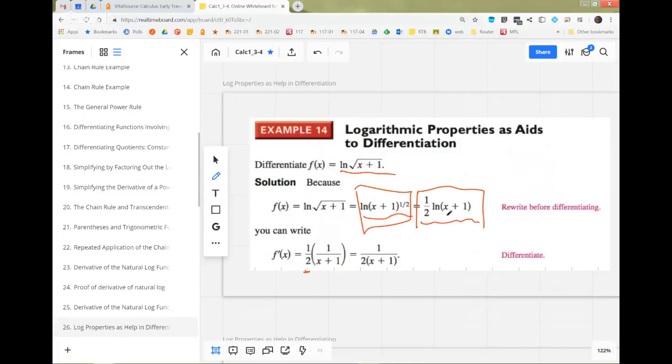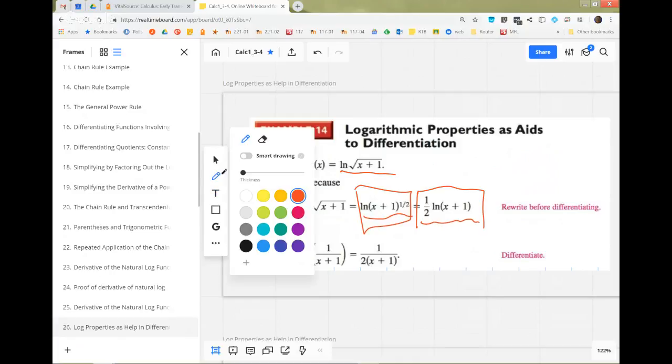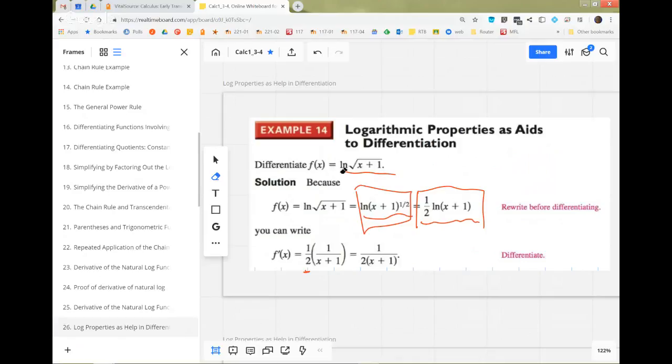So why isn't it 1/2 times natural log x plus 1 to the negative 1/2? Because don't you have to do the power minus 1? Or does the natural log just take care of putting the x...? Okay, I see, I can see where the confusion is. Let me do some erasing here.